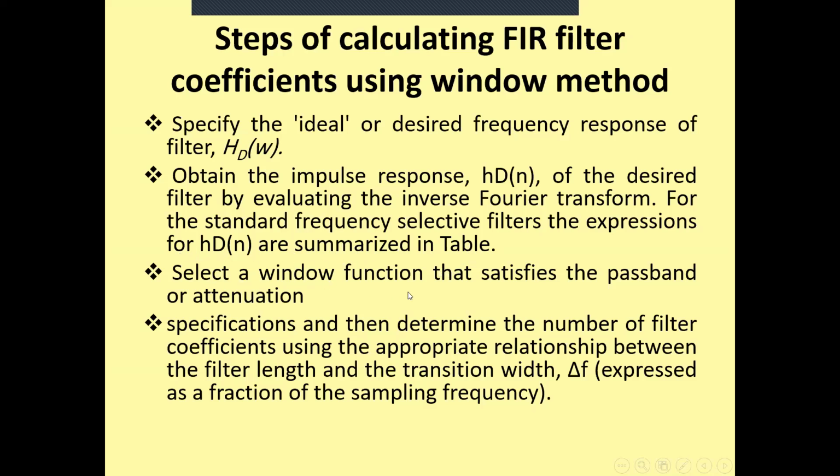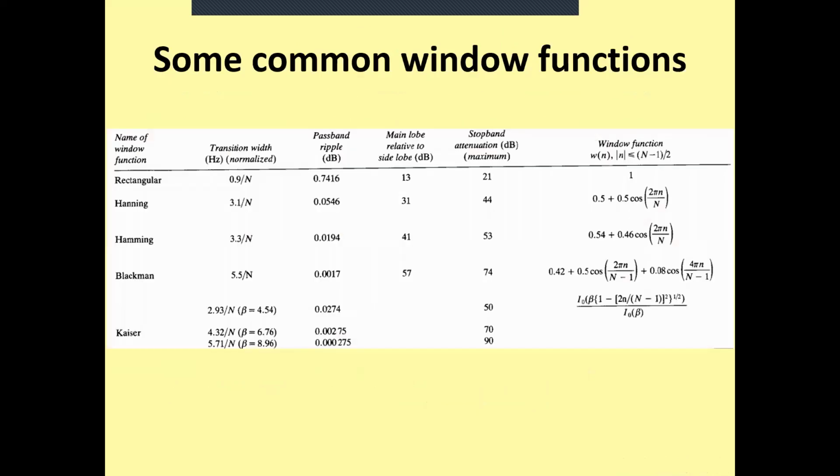Select window function. Of course, how are we going to select the window function? Based on the requirements. Say we have sometimes stop band attenuation and pass band ripples again. Well, look please, these are the values for the pass band ripple. Now, sometimes we look for low pass band ripple. Of course, what do you mean by pass band ripple?